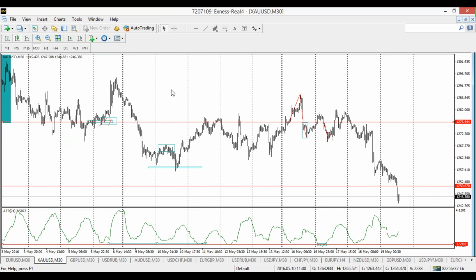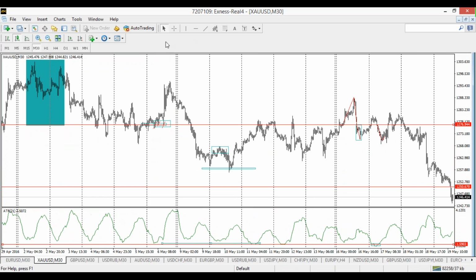But market was unable to reach the D point on May 9th, right? It was unable to reach this point, though the market has gone lower for quite a distance. But nevertheless, it was not able to reach the D point, which is 1250, right? It has reversed back.